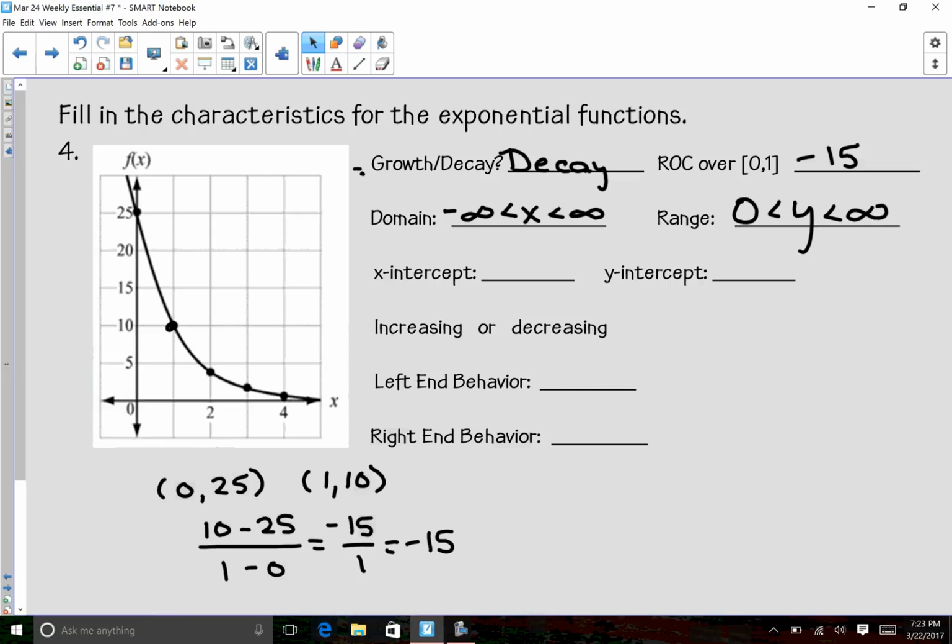The x-intercept. Now remember, this function is just going to approach the x-axis. It's not going to actually hit the x-axis. Therefore, there's none. The y-intercept is right here, so it's the point (0, 25). Now, is this function increasing or decreasing? So if you start on the left of your graph and trace, do you see how my pen is going down? And so this is a decreasing function.